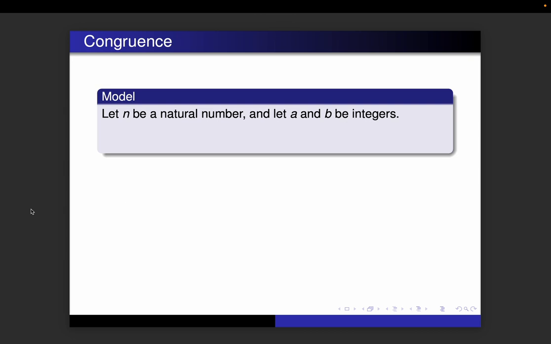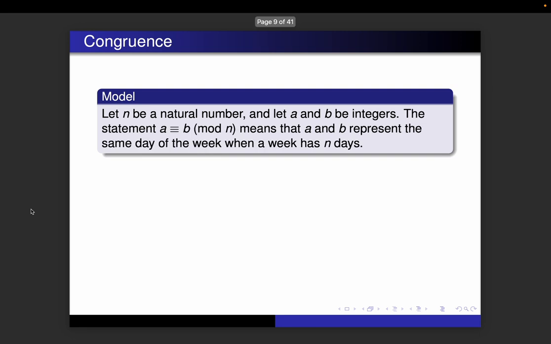All right, so as a model, we're going to use days of the week. So we're going to let n be a natural number, and we're going to let a and b be integers. And when we say a is congruent to b mod n, what that's going to mean to us is that a and b represent the same day of the week when you have n days in a week. So we are used to having 7 days in a week, but this is an expanded understanding of how calendars work. We can choose any number of days to be in the week.